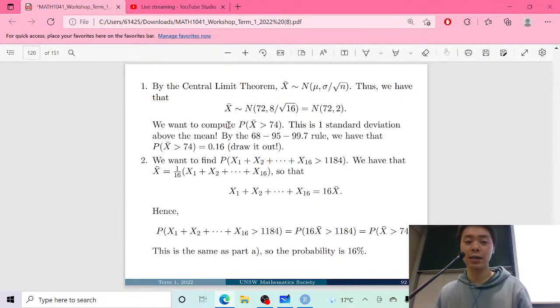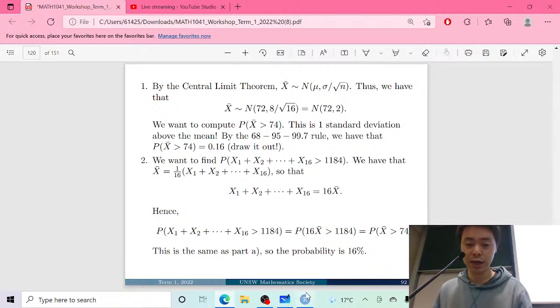So the second part is we want to compute the probability of x bar being greater than 74, because that's what the question asked us. By the 68, 95, 99.7 rule, notice that 74 is one standard deviation above the mean. And so we can verify that the probability that x bar is greater than 74 is 0.16. So here's a way to kind of justify this.